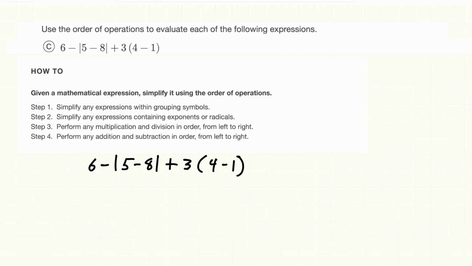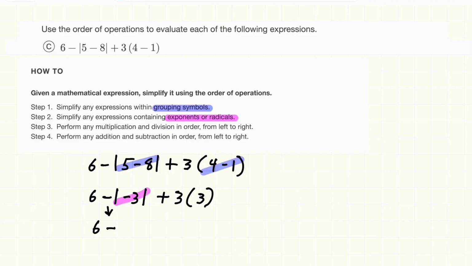And for our example C here, starting with grouping symbols, I can see that the absolute value is used as grouping, as well as the parentheses. Simplifying, inside the absolute value, 5 minus 8 is a negative 3. Simplifying inside the other parentheses, 4 minus 1 is 3. Next, exponents and radicals. No exponents or radicals. But before we get to just multiplication and division, we do have an absolute value. The absolute value of negative 3 is 3, but notice the other negative just comes down.